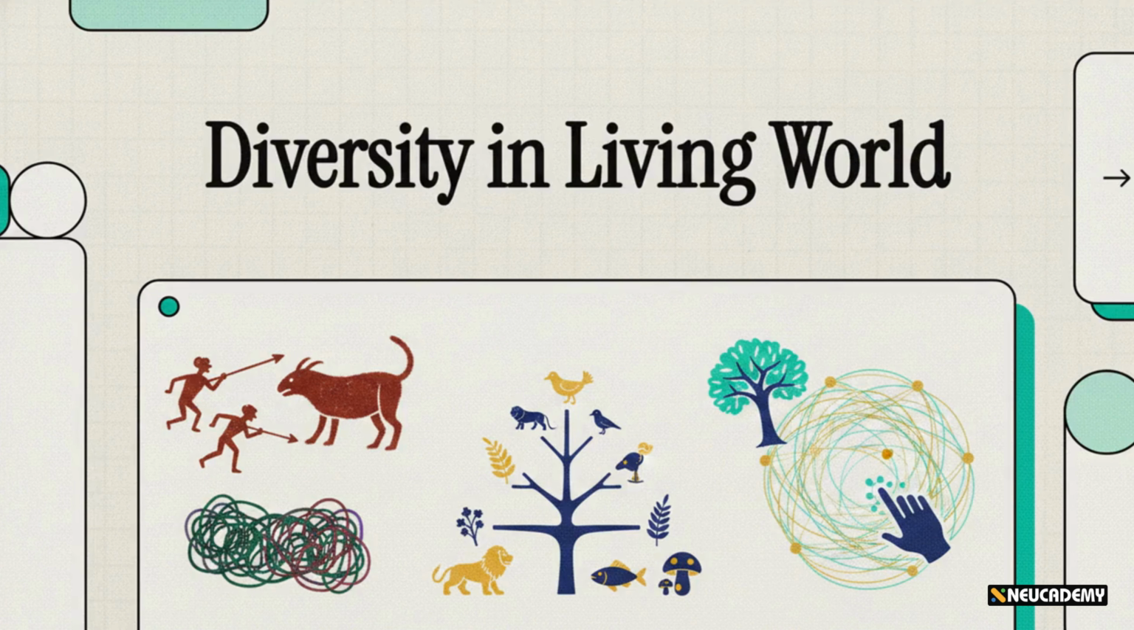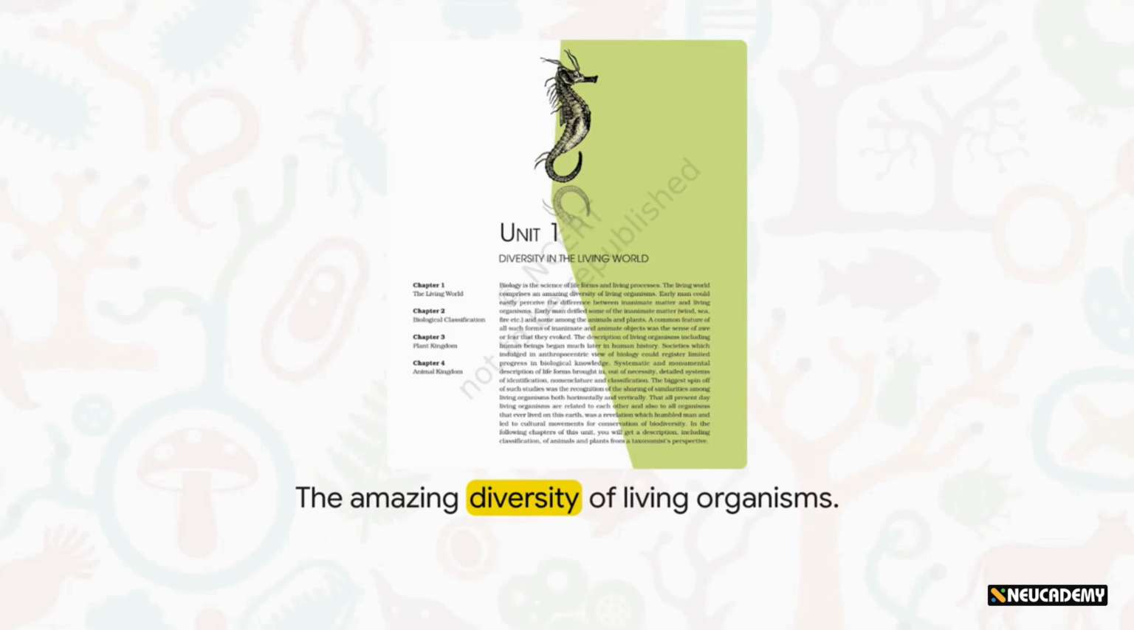Let's dive right in. To kick things off, take a look at this incredible seahorse illustration. Look at the intricate details there, right? The unique shape, that specialized armor. This single fascinating creature is a perfect anchor for our exploration today because it represents what the source text rightly calls the amazing diversity of living organisms.